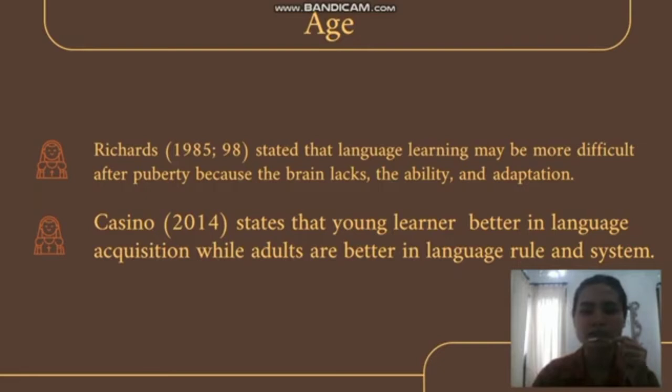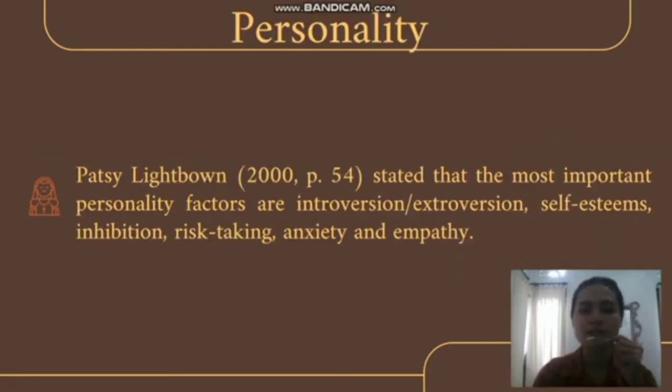The next factor is personality. Personality has been described as a set of traits that characterize an individual. It has been said that this concept is difficult to define and measure due to its nature. Based on Lightbown and Spada in 2000, page 54, the most important personality factors are introversion or extroversion, self-esteem, inhibition, risk-taking, anxiety, and empathy. Moreover, introvert students are less likely to try to make new friends or practice speaking, are afraid of making mistakes, and would rather learn from books or class.